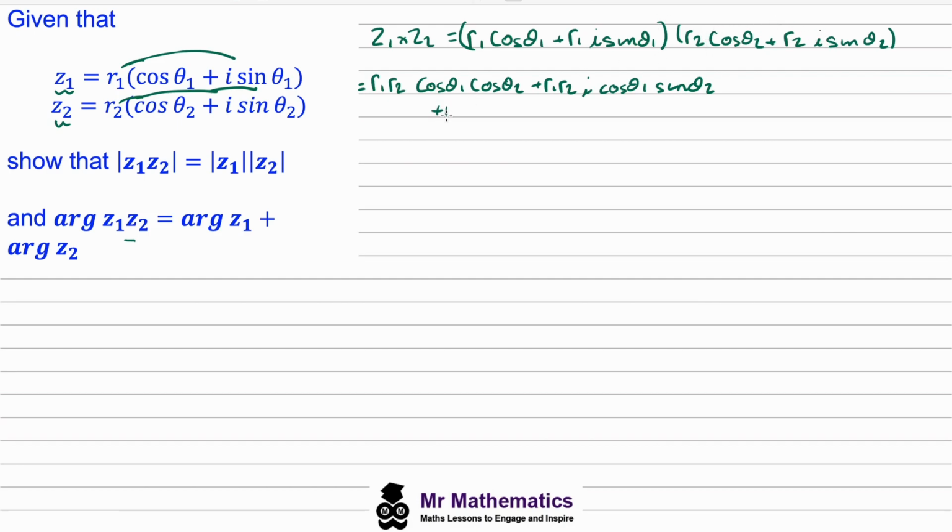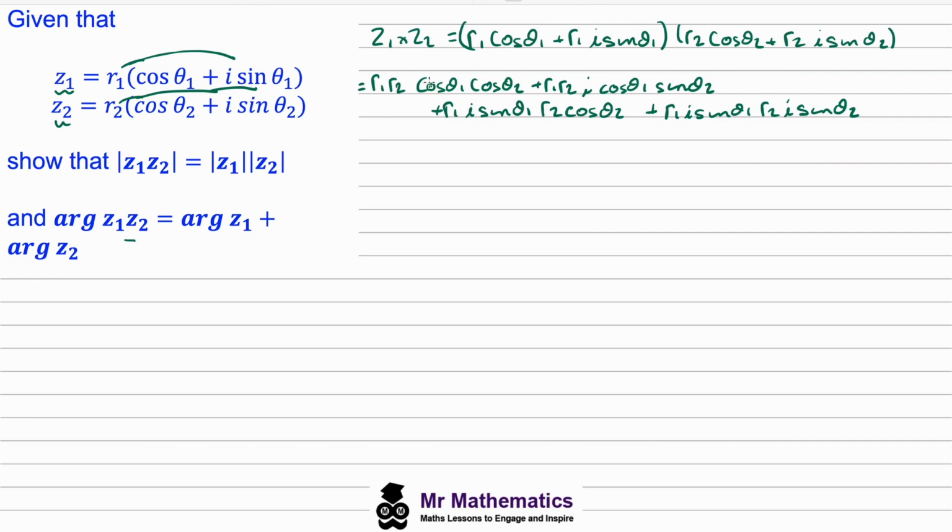So we'll have r1 i sine theta 1 multiplied by r2 cos theta 2, plus this term multiplied by this term. So r1 i sine theta 1 times r2 i sine theta 2. Okay, so we multiplied the two pairs of brackets. Now we can simplify this by collecting the real and the imaginary terms together.